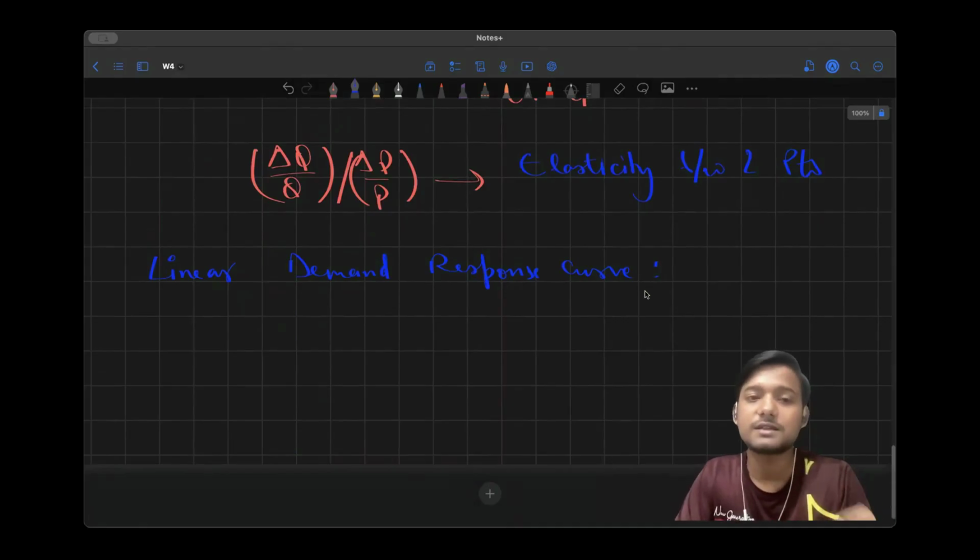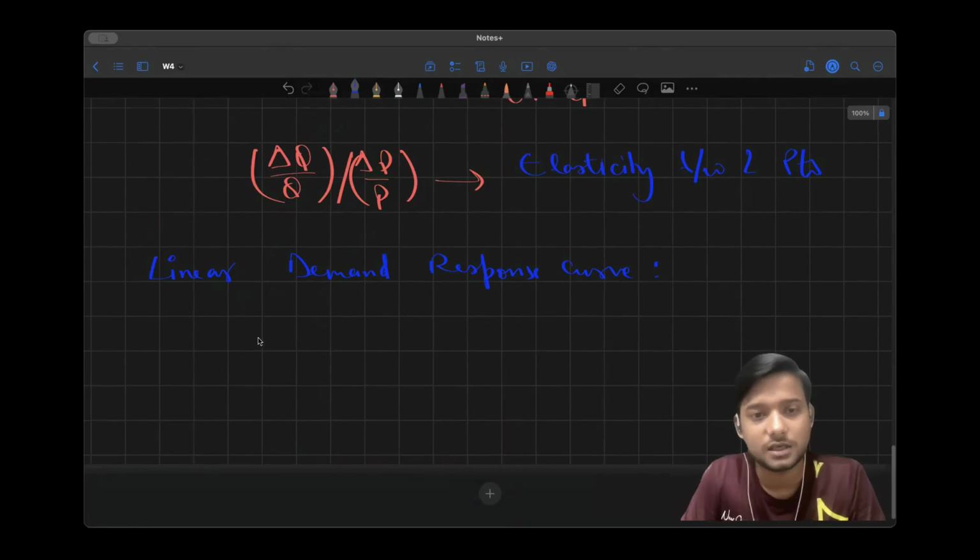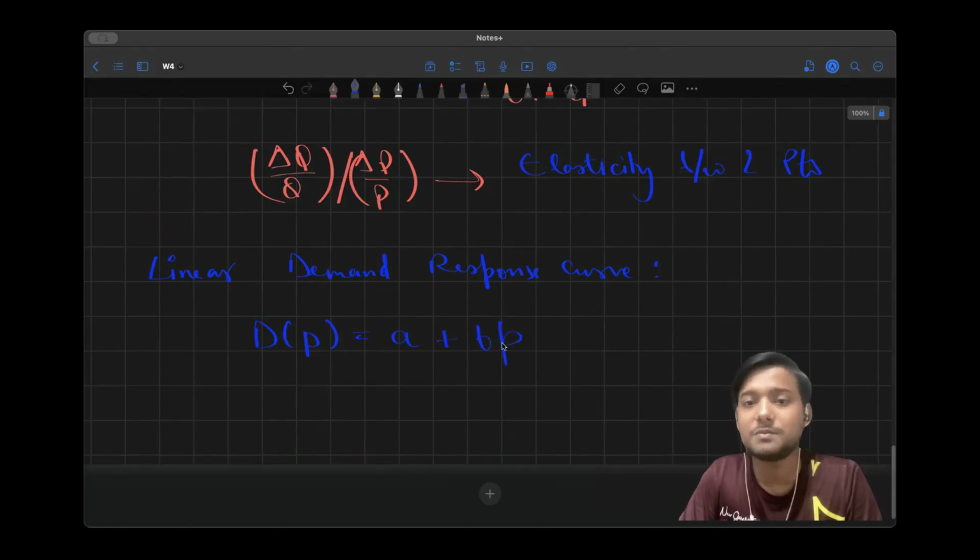But at first, we start with the linear demand response curve. What is a linear demand response curve? It says my demand, which is going to be a function of price, is going to be a linear function of price. What does that mean? It would look something like A plus BP.